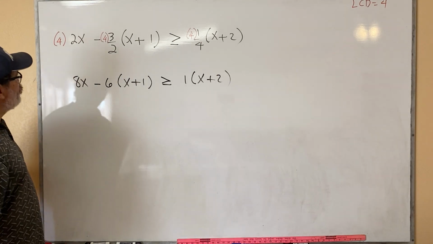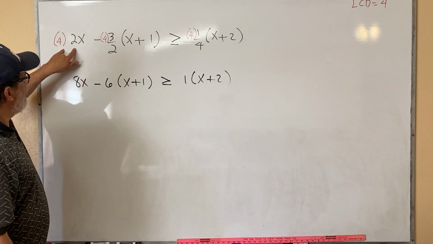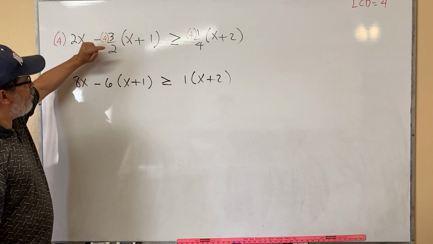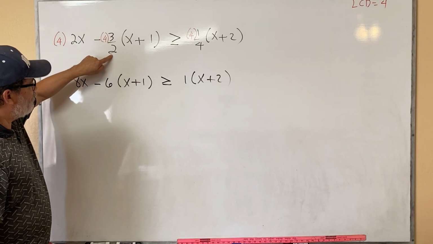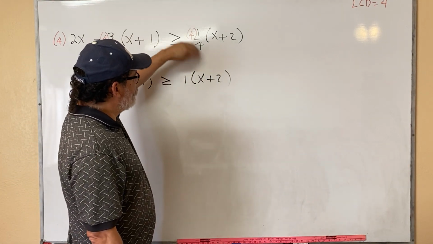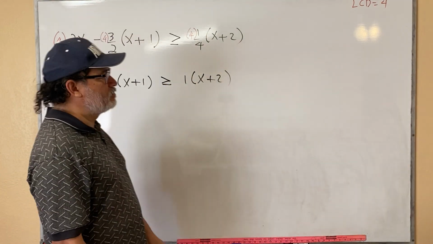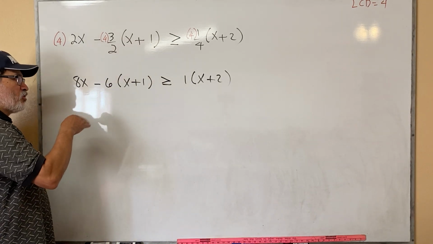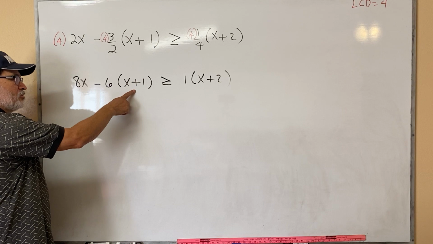Okay? So note, I multiply this by the LCD 4, got 8. Multiply this by 12 over 2, which is 6. Multiply this by 4, the 4's cancel, and I get 1. Okay, so now I'm going to worry about parentheses. Okay, now I will worry about parentheses.